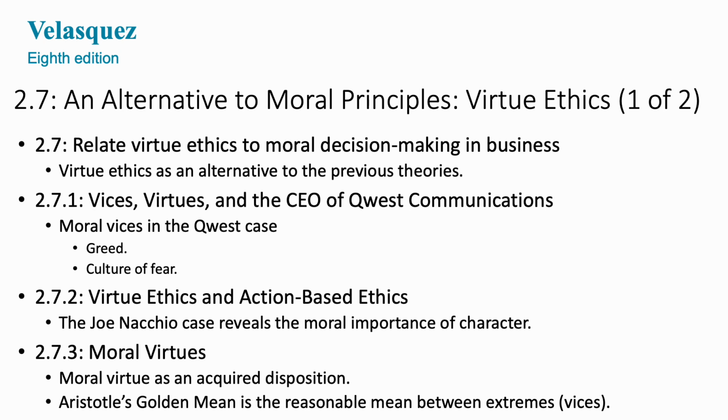And I like the examples they gave from Quest Communications about some of the moral vices that we saw in Quest. We saw issues of greed. We saw issues of that culture of fear, and how important it is for us to consider the behaviors of the individual relative to what the appropriate norms are for behaviors in an industry, in a community, in a country, et cetera, et cetera. Virtue ethics are very dependent on context, and so we have to take that into account. So the golden mean, Aristotle talks about that reasonable space, the virtuous space in between the two extremes of either deficiency or excess. In the next slide, we'll get into that in a little bit more detail.